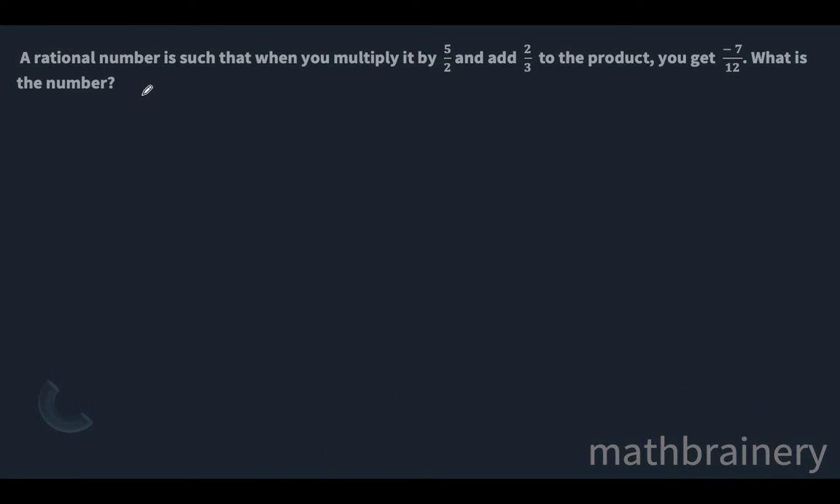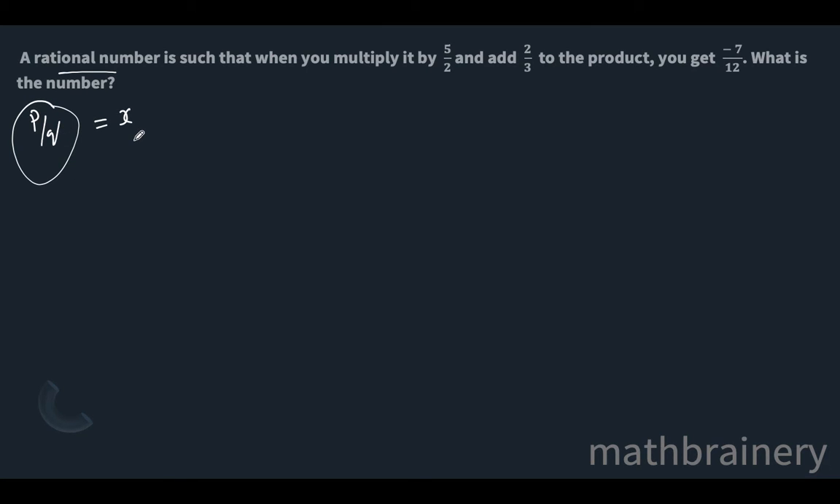A rational number is such that when you multiply it by 5 by 2 and add 2 by 3 to the product, you get negative 7 by 12. What is the number? What is a rational number? A number which is in the form of p by q. Let me assume one such rational number as x.